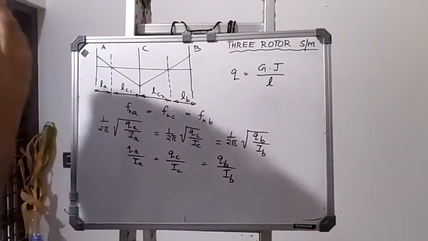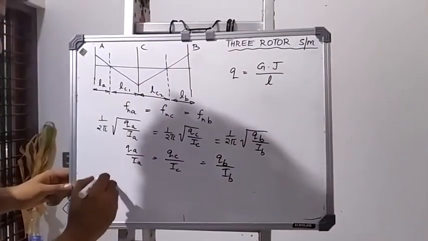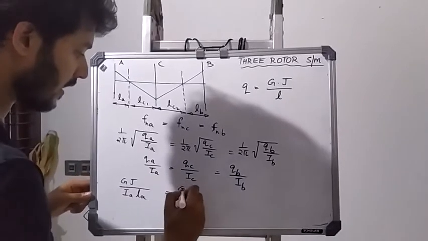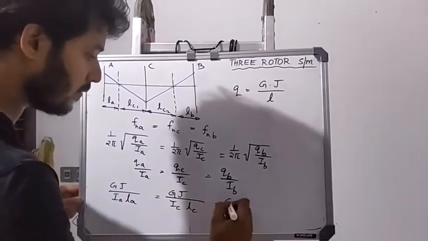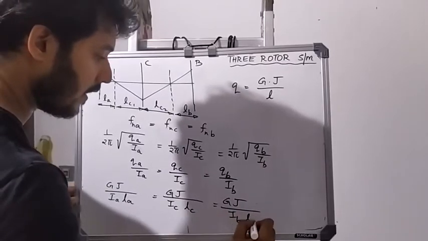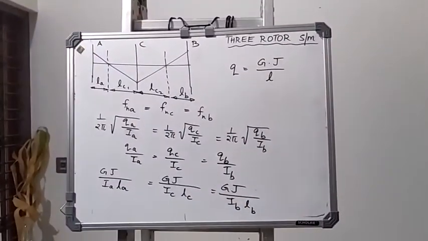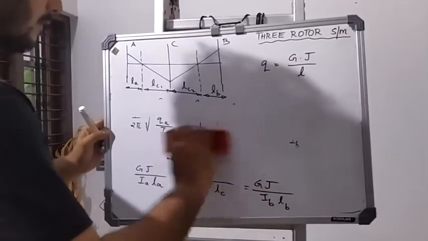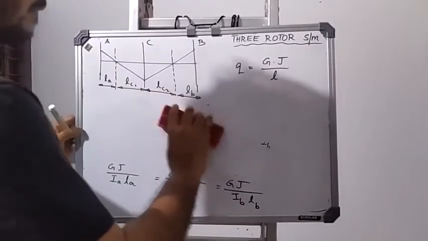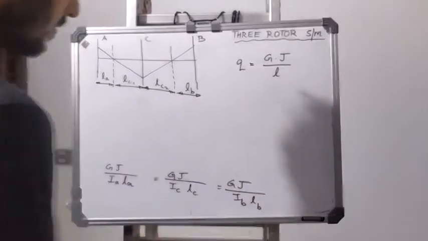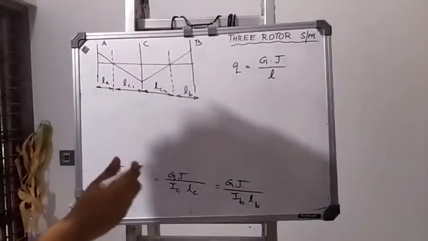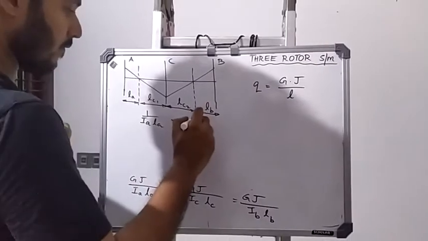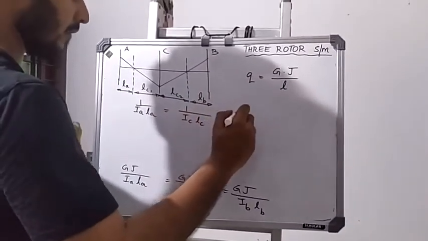Substituting this value here, as we have done several times before, we can rewrite this one as GJ divided by IaLa equal to GJ divided by IcLc equal to GJ divided by IbLb, because G and J will always be constant. Now from this equation we can cancel out GJ from all the terms. So remaining will be 1 by IaLa equal to 1 by IcLc equal to 1 by IbLb.